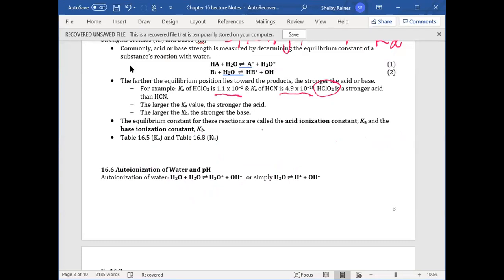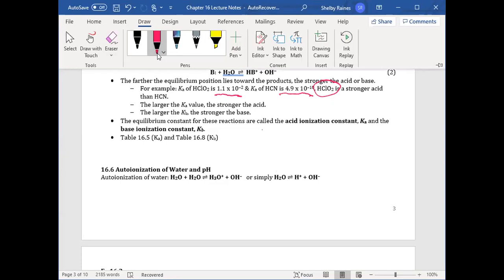All right, let's try this because it lets me erase. All right, so if I wanted to write the Kc expression, all right, whatever.